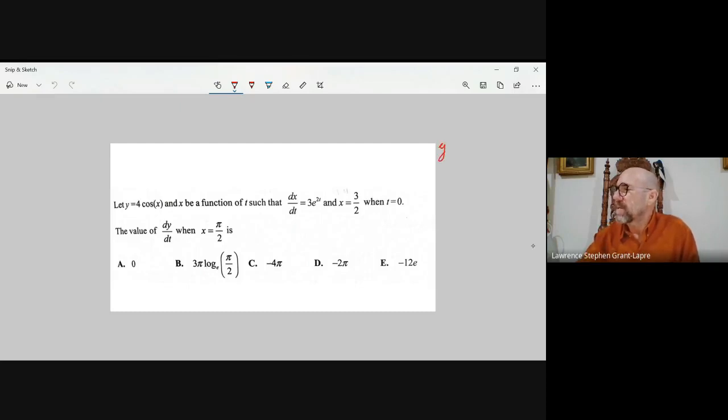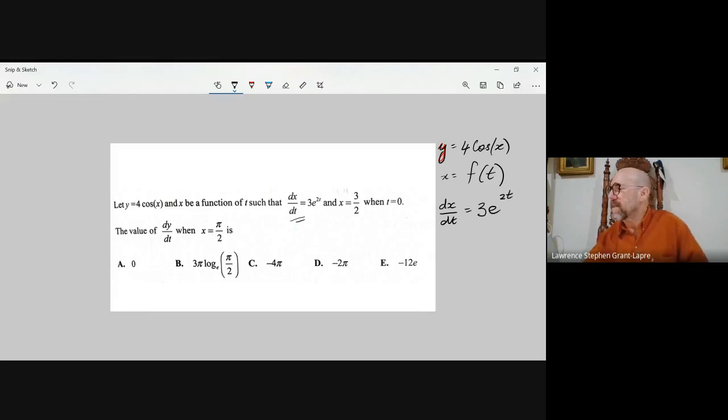So y, let's change the color. y equals 4 cos x and x is a function of t. They've said what dx/dt equals, it is 3e to the power of 2t.